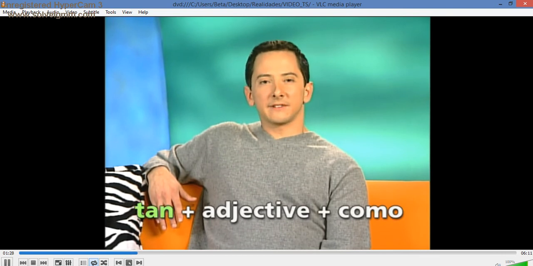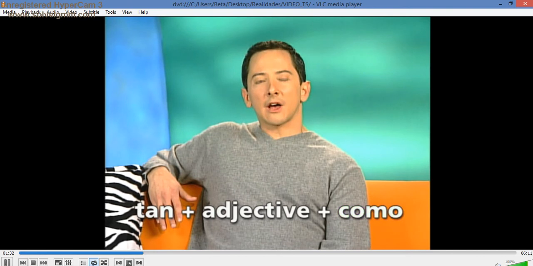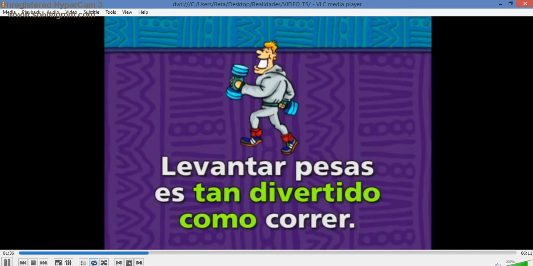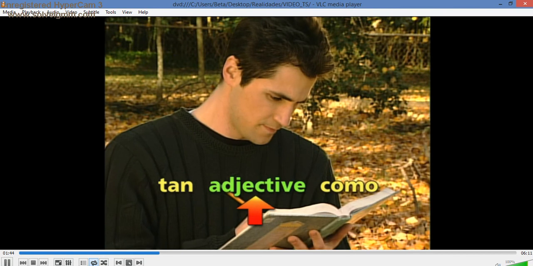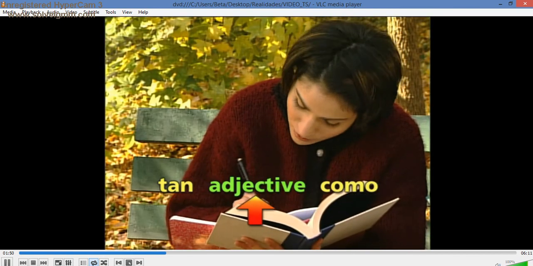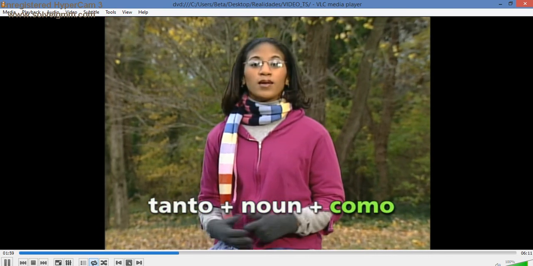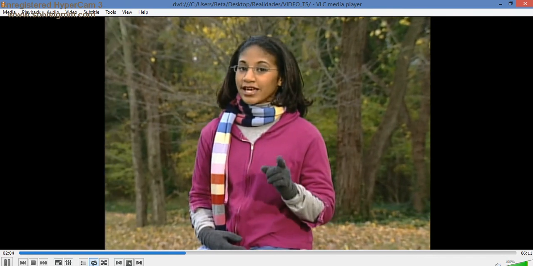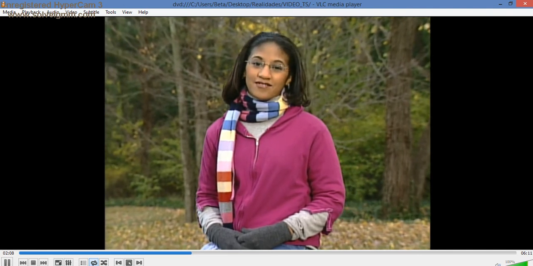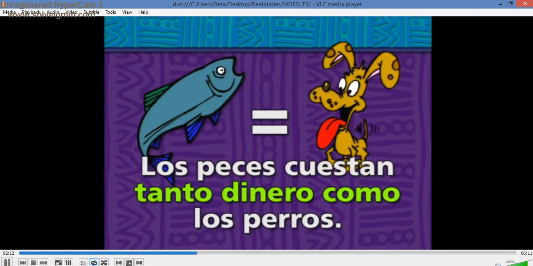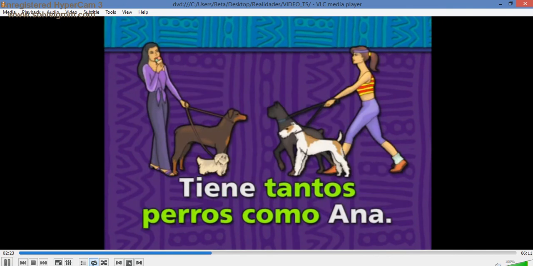Now, if we're comparing two things that are the same, we can do it with tan plus an adjective plus como. Here's how to use it in a sentence. Levantar pesas es tan divertido como correr. Just insert the adjective in between tan and como. For instance, if Pedro is as hardworking as Susana, we'd say Pedro es tan trabajador como Susana. We use tanto plus noun plus como when making comparisons of equality with nouns. But don't forget that tanto agrees in gender and number with the noun that follows it. For example, if we are saying fish cost as much money as dogs, we would say, los peces cuestan tanto dinero como los perros. Now let's say she has as many dogs as Ana. Tiene tantos perros como Ana.